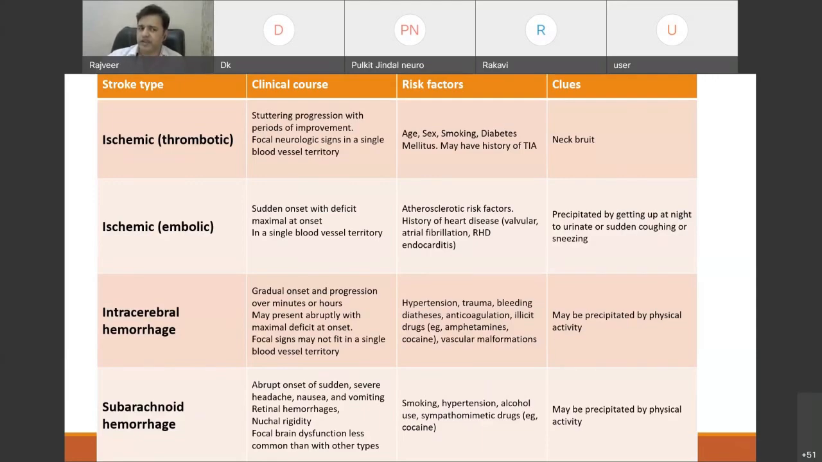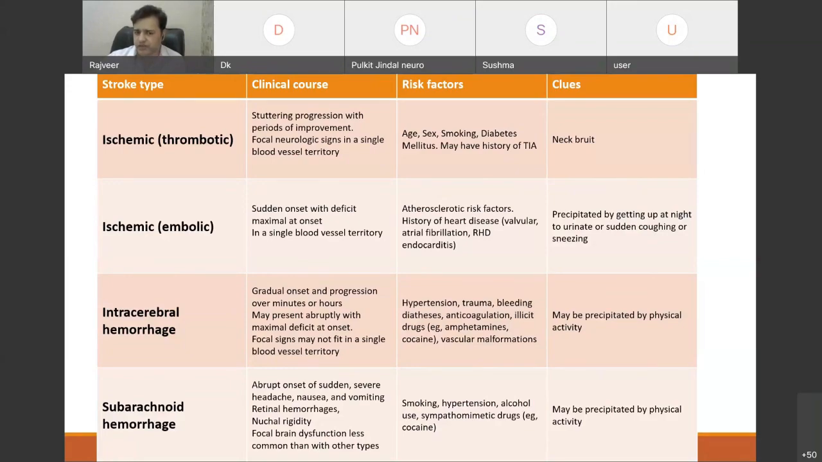While in embolic stroke, the maximum deficit will be at the onset. The patient will suddenly go down, and then it will be static, not like a stuttering course. And that deficit will be in only one territory.